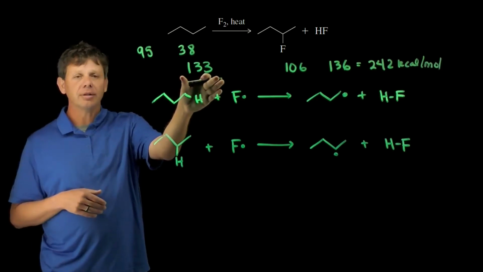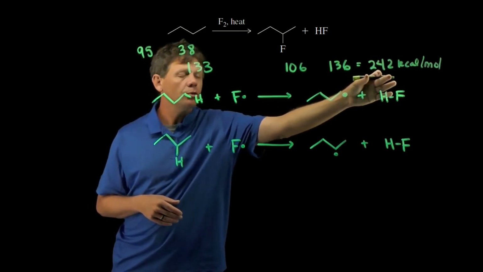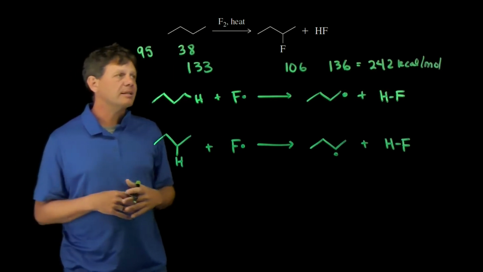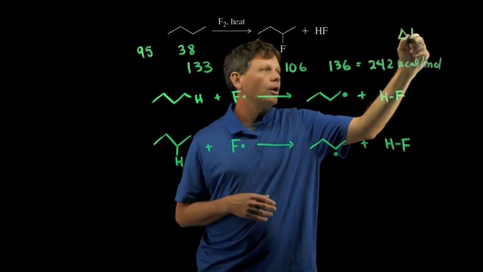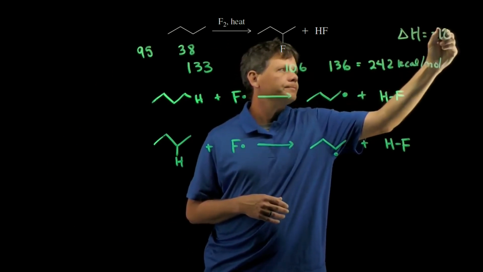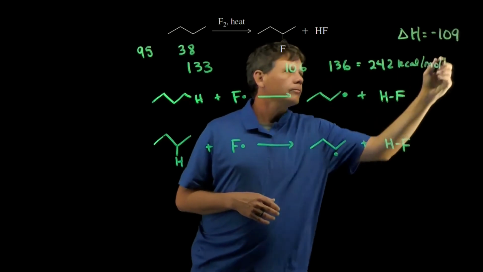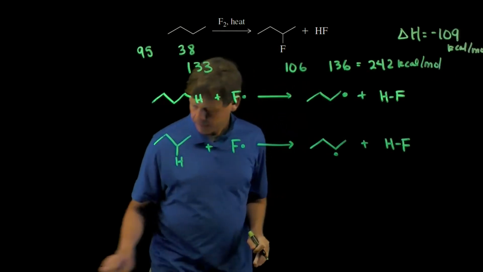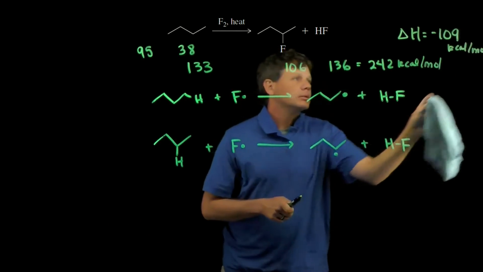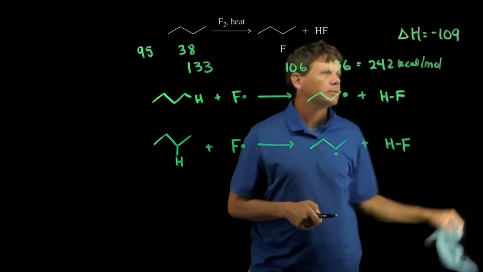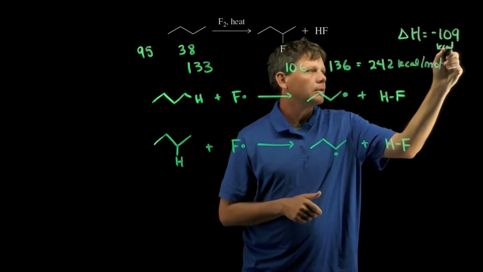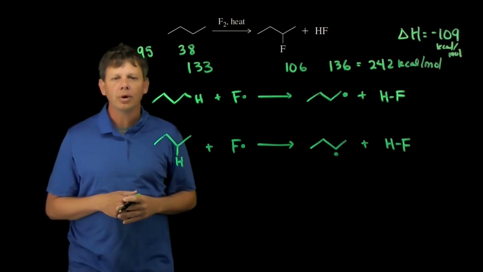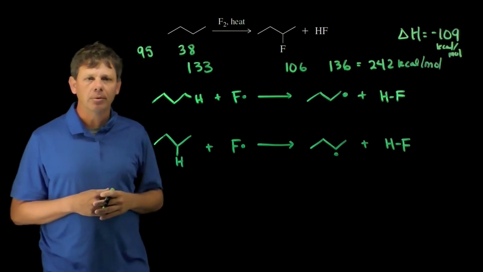We're putting in 133, we're getting out 242. This is an incredibly favorable reaction, having a delta H of negative 109 kilocalories per mole. I think I'm out of space. I am way out of space. I can fix that. There we go. Negative 109 kilocalories per mole. So a really favorable reaction.